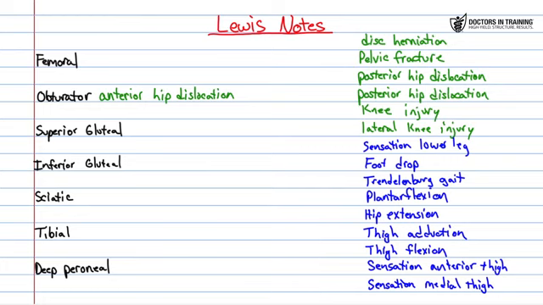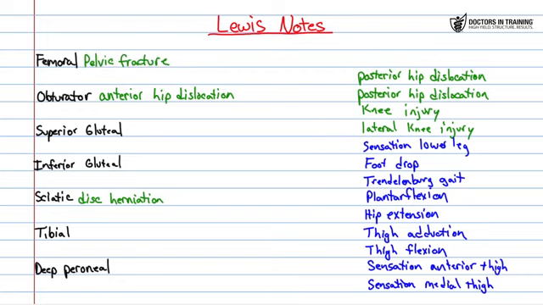Disc herniation, that one's easy. That one goes with sciatic. I always think of an old guy going, my sciatica, and that always makes me think of back pain. Pelvic fracture is going to be over here with the femoral. And remember, write these along with me. It'll help you remember that stuff.